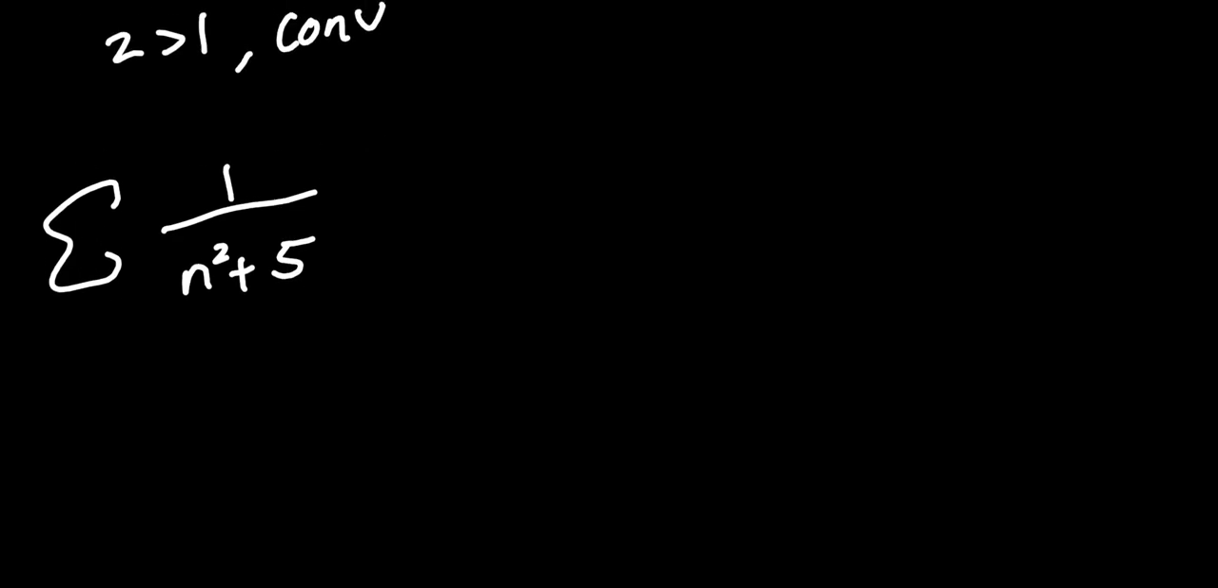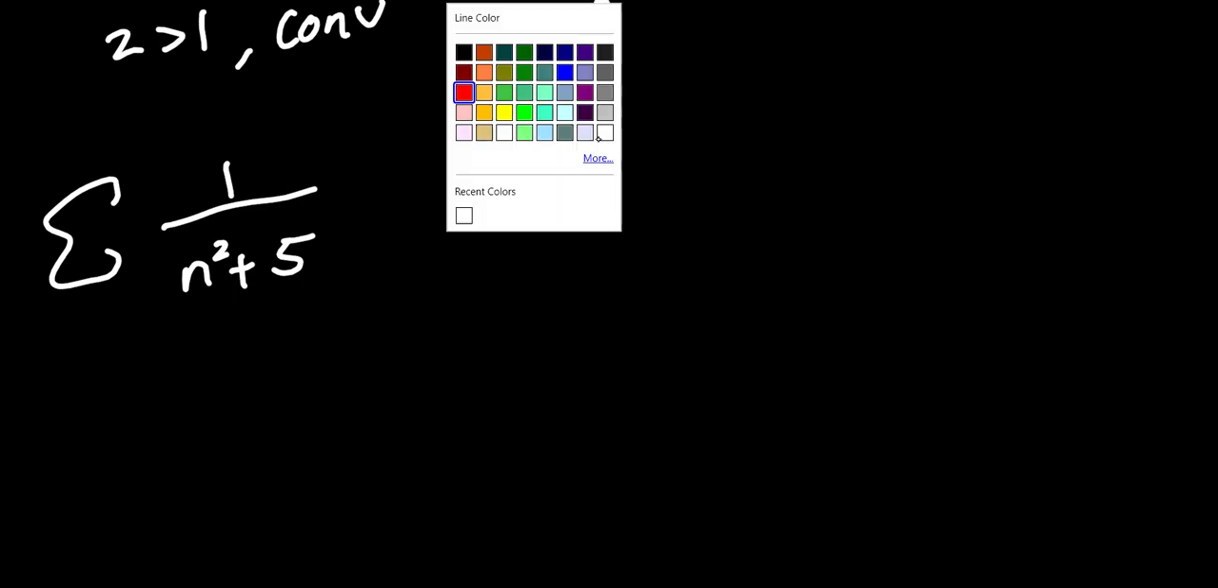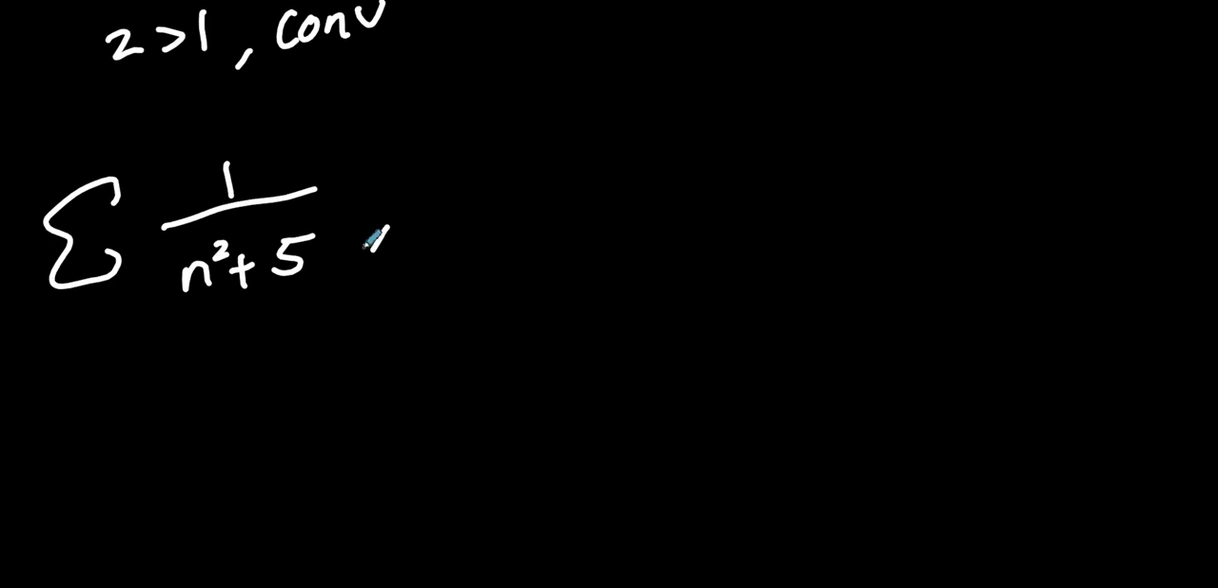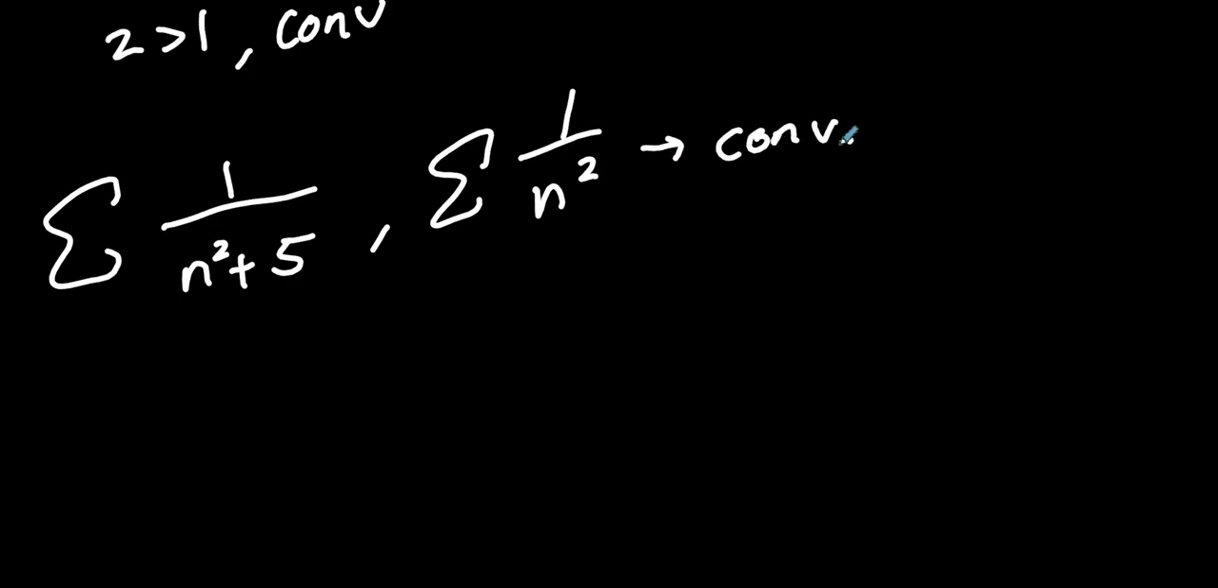n squared. So if you compare it with a series you know diverges or converges, then you can tell if this one particularly converges. So for this example right here, we know that the sum of 1 over n squared is convergent. So we know that if we just add a plus 5 in the denominator, that's not going to change anything. So we also know that this sum is also convergent as well.